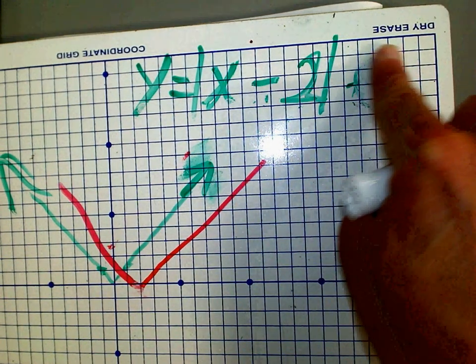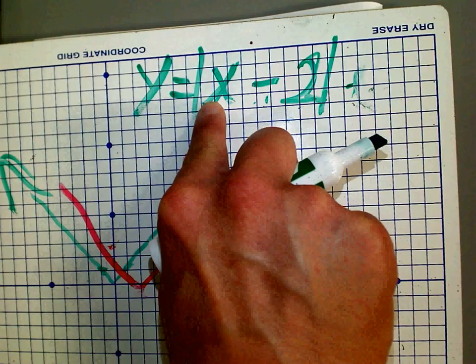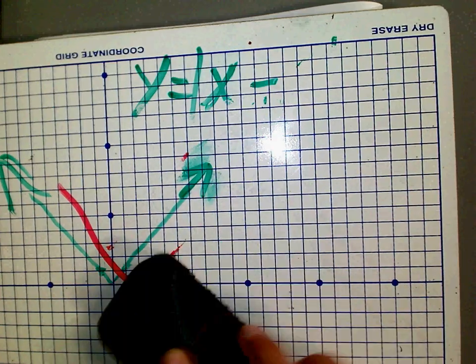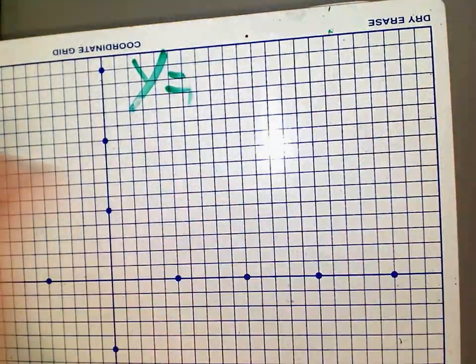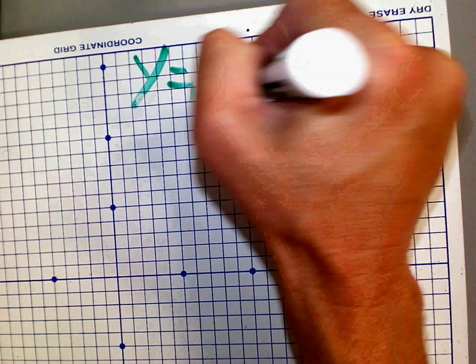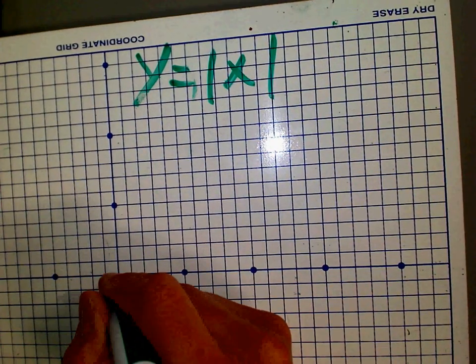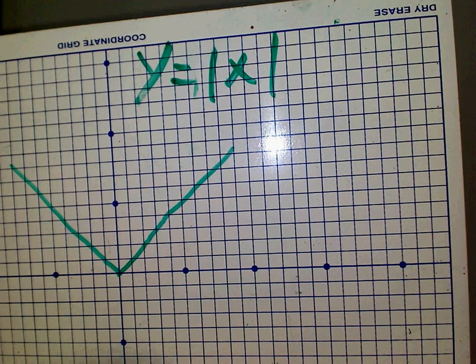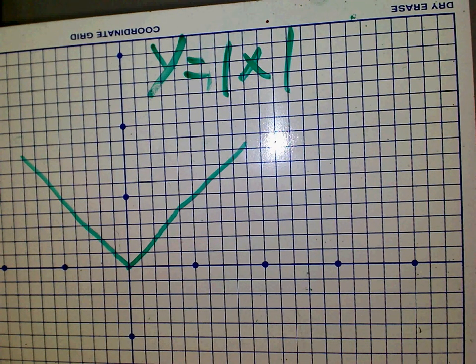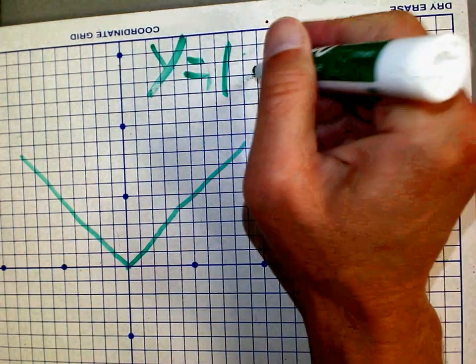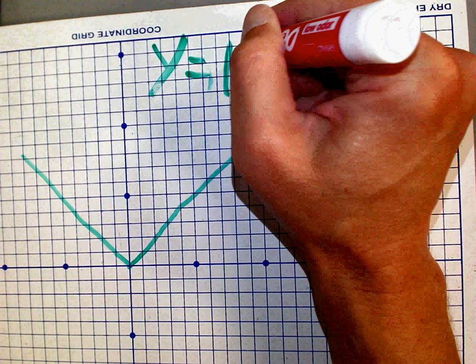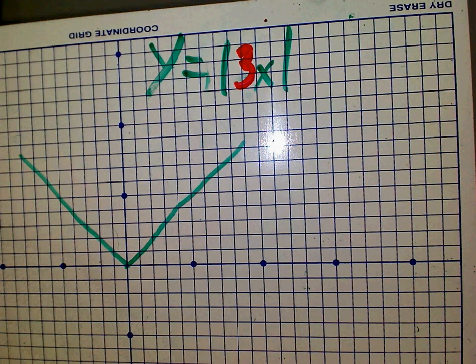There is a little bit more. Remember the formula had an M right here? So what do you think would happen? Let me get rid of this, start over here. What do you think would happen to this guy? There's our parent function. If by the x you had a 3, what do you think it would do to this graph?